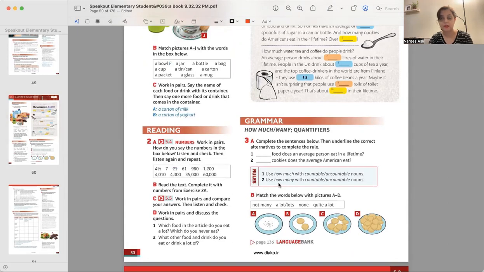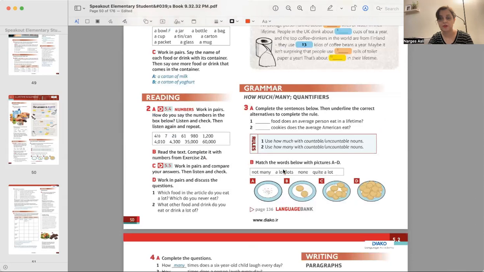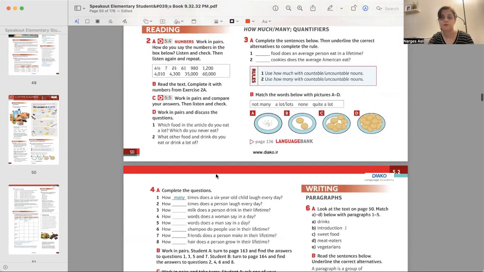خب بریم اینجا match the word below with pictures A to D. برای راجع به not many, a lot, lots of or none or quite a lot. خب تصویر A که میشه none is crystal clear. B میشه not many, C میشه quite a lot and D میشه a lot or lots.